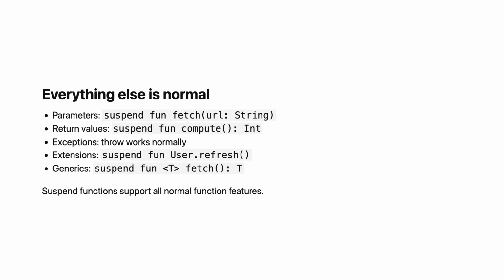If you want concurrency, you explicitly use async. Without async, calls are sequential. This is easy to understand. Except for the modifier, suspend functions are normal.